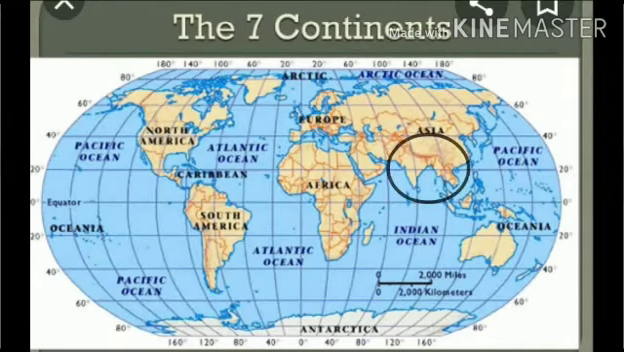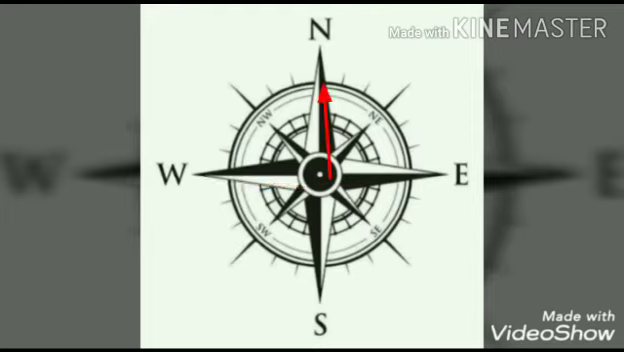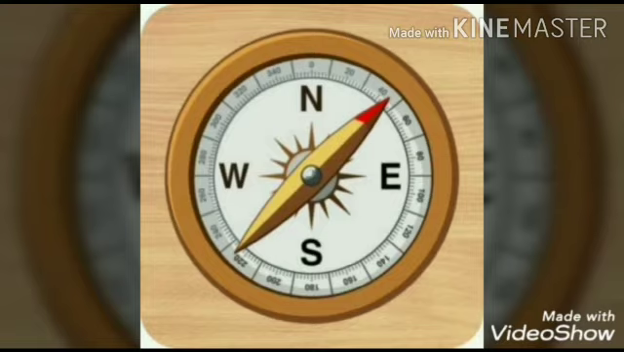Now let's move to the last topic of this video, that is direction. All maps follow the 4 main directions. These directions are east, west, north, and south. The top part of the map is north, the bottom part is south, to the right is east, and to the left is west. These directions help to locate places on the map.